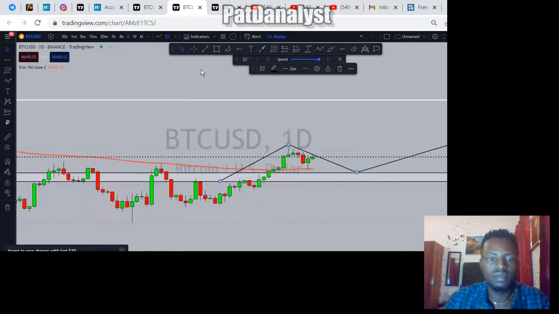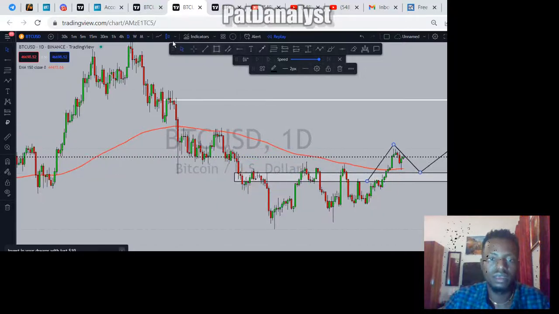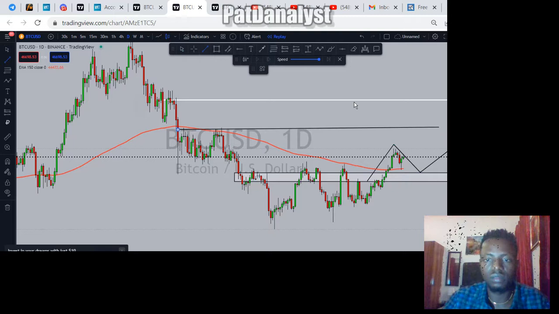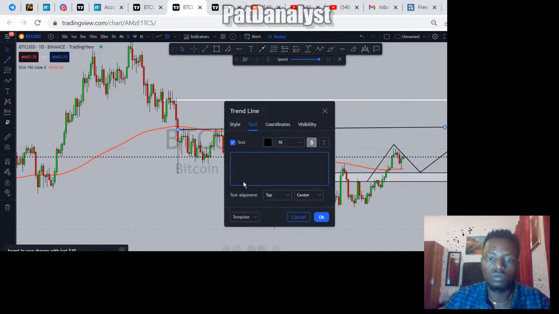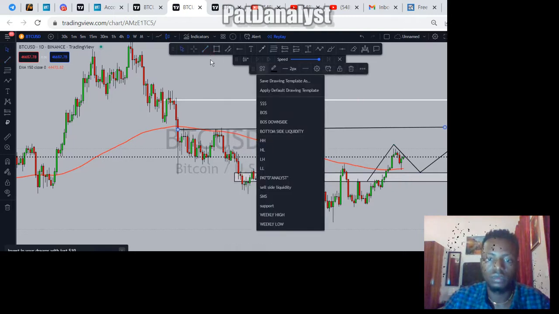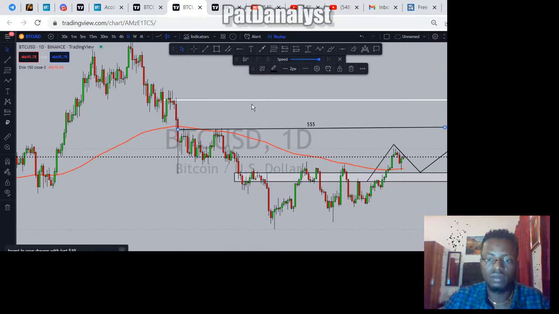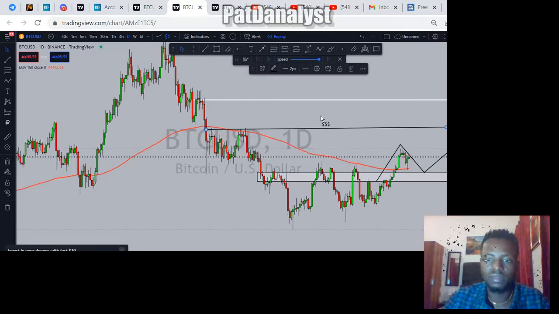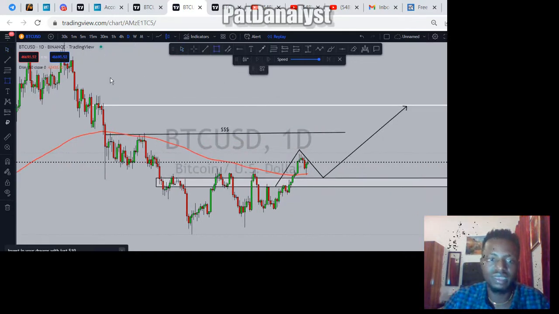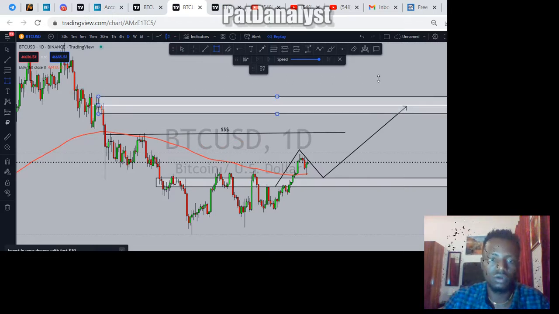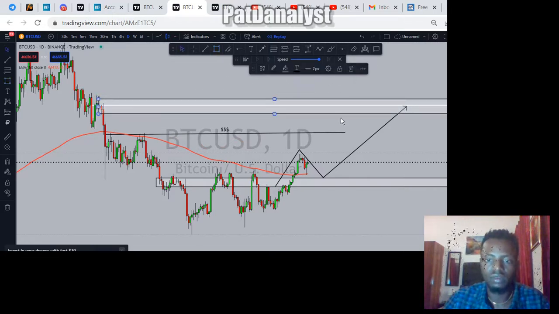On the daily time frame, we'll have some liquidity around this level, which the market is probably wanting to tap into. After tapping into this liquidity, it will mitigate this other block at the top side here. Okay, can you see that now?